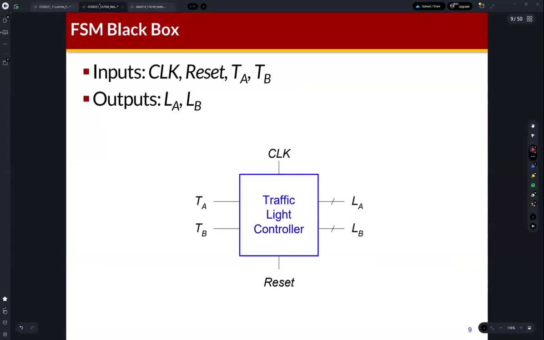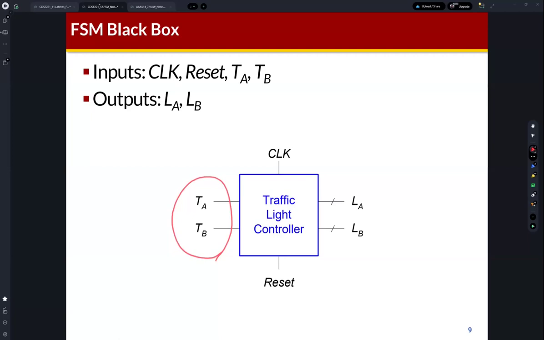So firstly, we can define input signals and output signals. You can find the black box here. It's a traffic light controller. This is the system we need to design. Then we can define input and output signals. As I mentioned, we need to use the inputs from traffic sensors, right? Those are TA and TB.